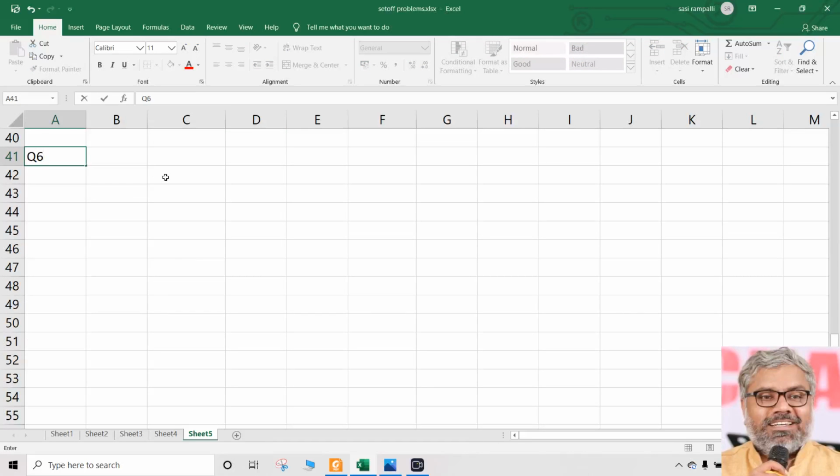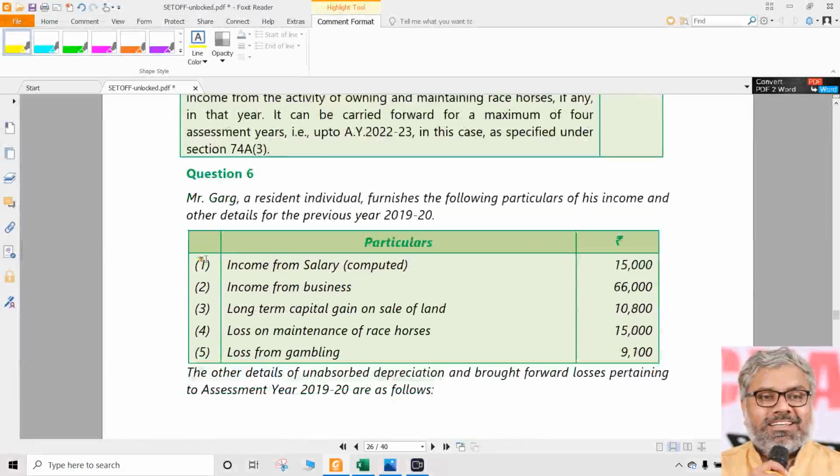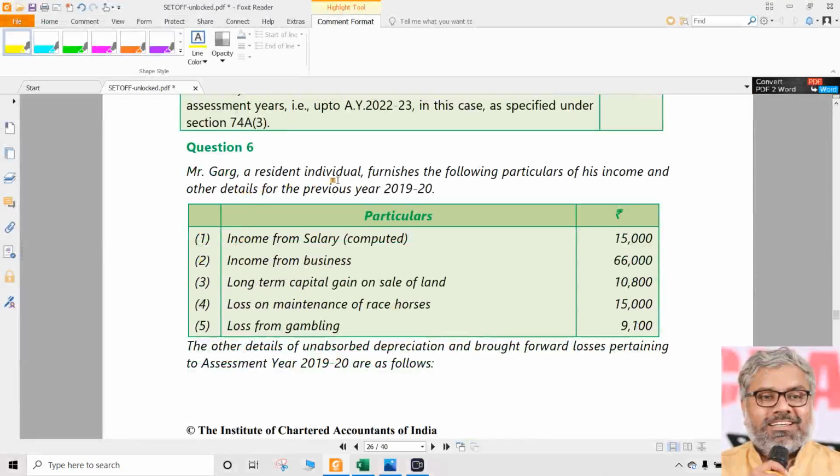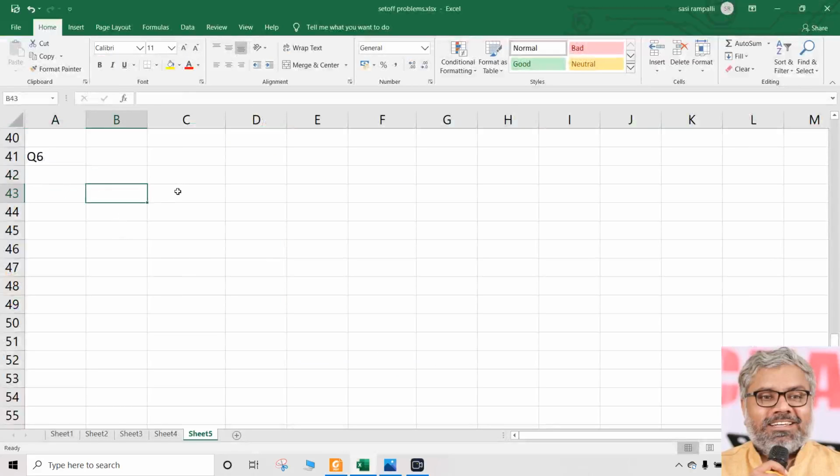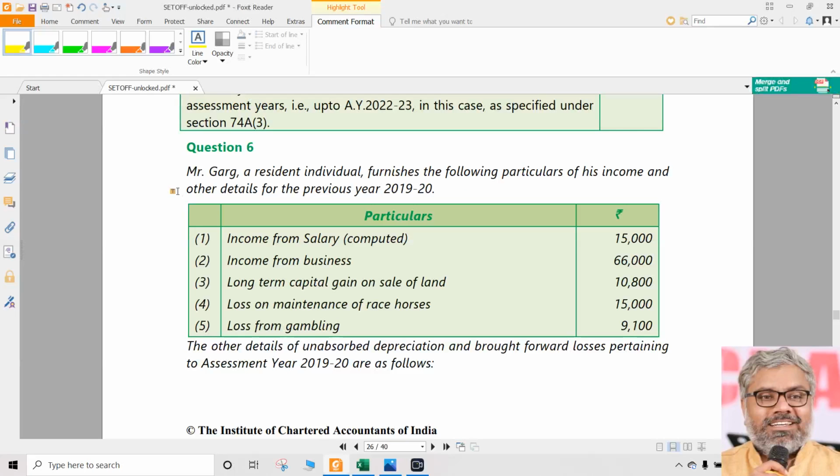In question number 6, the details of Mr. Garg are given, who is a resident individual, and so many details related to this particular individual are given. And look at each of them one by one. Income from salary computed 15,000. So we are just taking it directly here as income from salary. That is a head of income that we have. Then we don't have any other loss and all.